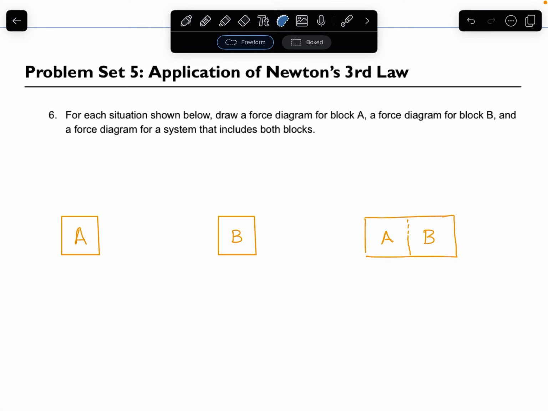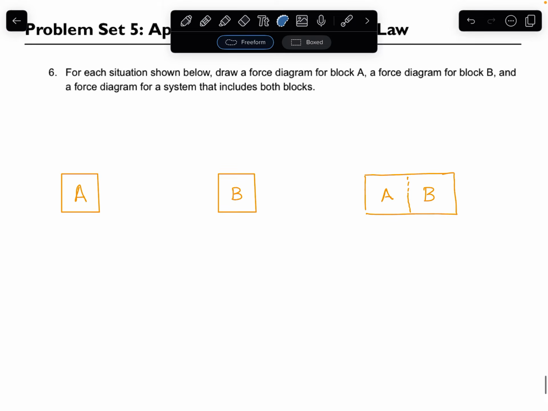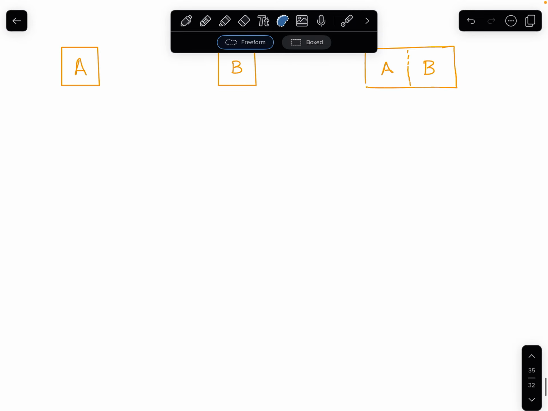This is Forces Problem Set 5, question number 6. I think this is probably the single most important problem in the whole problem set. For each situation shown below, draw a force diagram for block A, block B, and a third for a system that includes both blocks. I see.